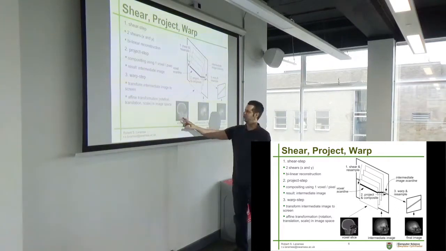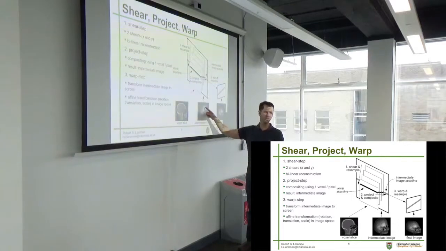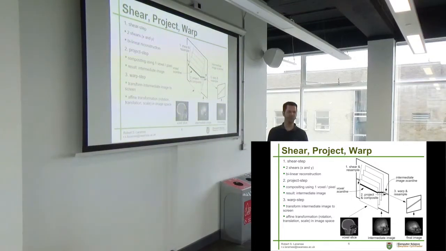This is what a human head looks like, that's what it's supposed to look like. But if we shear the volume and we do a projection, it gets distorted. That's a distorted human head. So we have to undo that distortion.